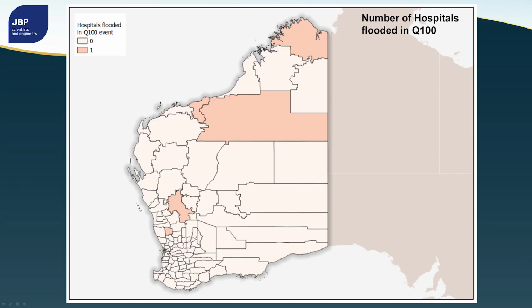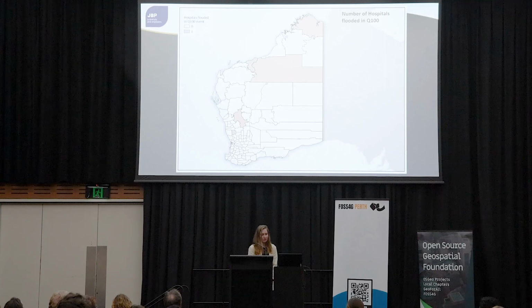Again, fortunately, I was quite happy about this one. Number of hospitals flooded in a Q100 event. Fortunately, there's only 5 locations with 1 hospital flooded. So that was nice to see. So not too many, but still, it is a little bit of a concern if there's only a few hospitals there. So for something like this is where you might want to go into more detail and have a look. How high is the hospital? Do they have any sort of resilient measures in there? What other information can we get?